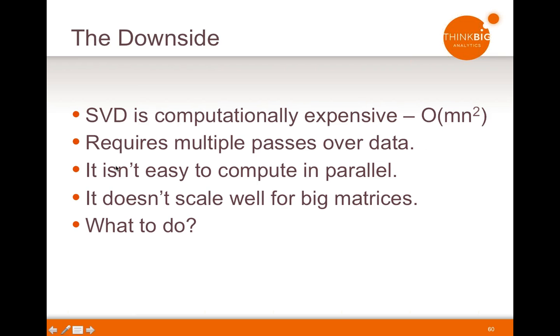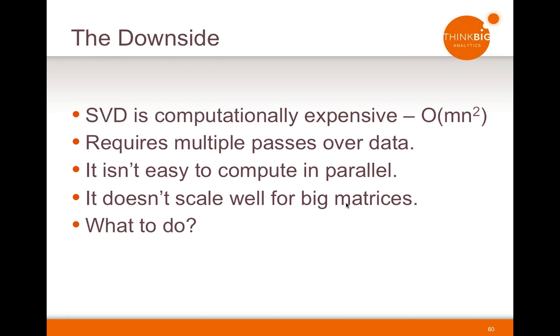It also isn't easy to compute in parallel. There are ways of doing it, but there are certain tricks, and they don't always work well. They don't always parallelize. You end up with certain bottlenecks sometimes, and they're iterative approaches. So essentially, it doesn't scale well for big matrices. And in this case, we're generally worried about big data. That's why you've probably come to watch this movie.